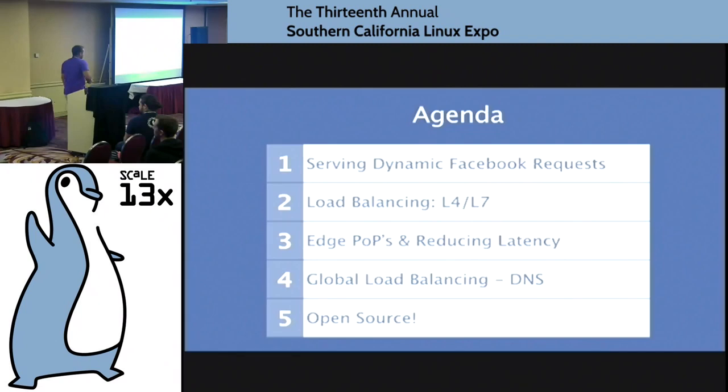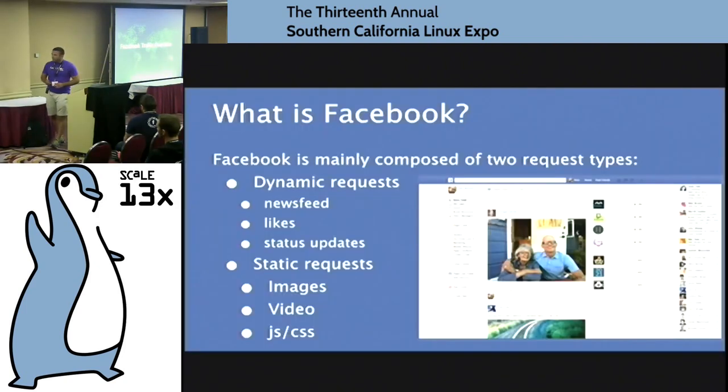So just to go over the agenda for today, we're going to start off by talking about how we serve dynamic Facebook requests. We're going to dig a little bit into load balancing, layer 4 and layer 7 load balancing. We're going to talk about how we've deployed our edge points of presence around the world to reduce latency. Then we'll talk about our global load balancing, our DNS server called Cartography. And lastly, we'll talk about some of the different open source components that actually make up our global load balancing system.